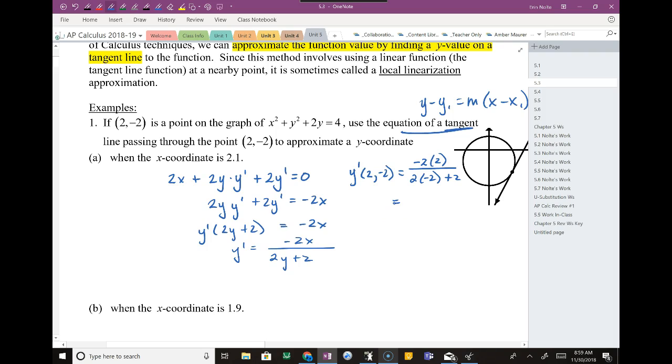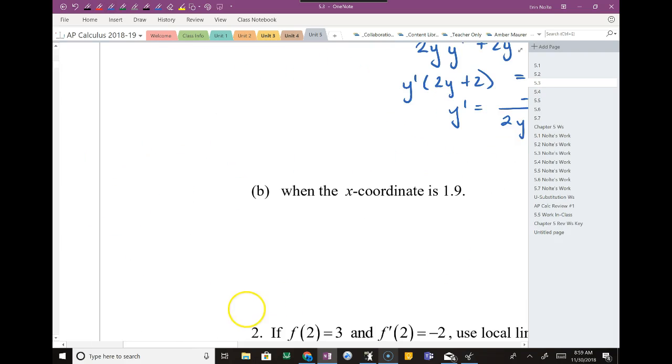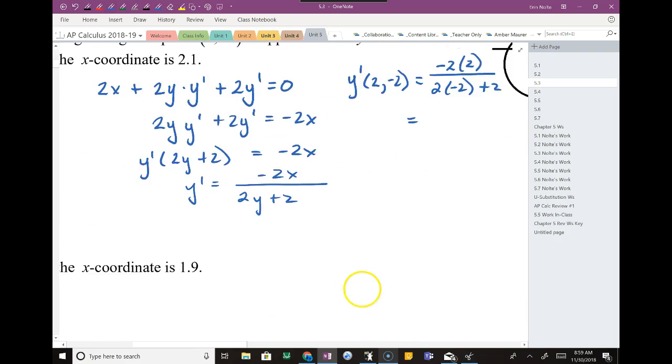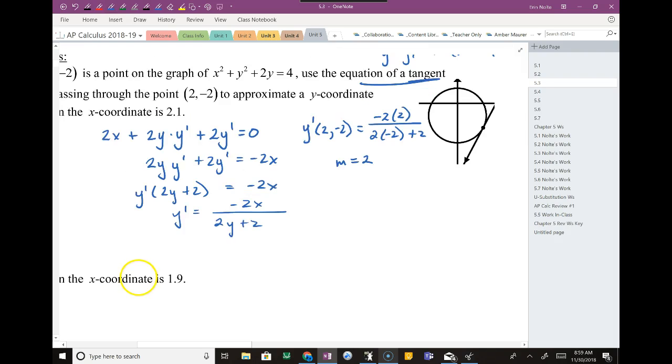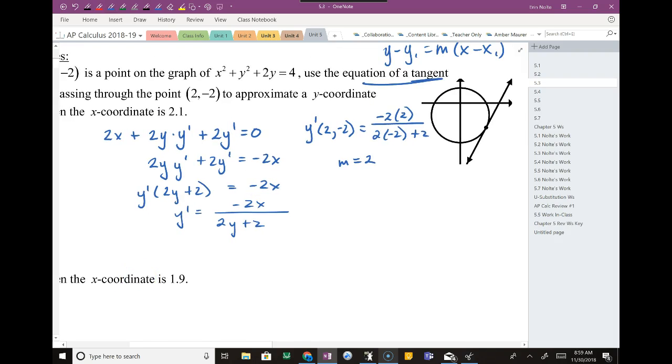So if we simplify, we get, what do we get? Negative 4 on the top and negative 2 on the bottom. So negative 4 over negative 2 is 2. Okay, so we just found that our slope is 2. So the equation of the tangent line at 2, negative 2 would be what?